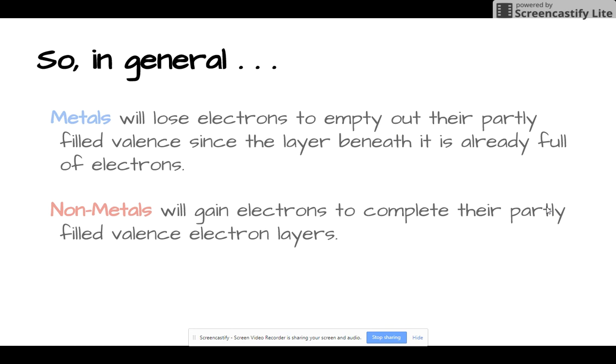So in general, if you go back and take a look at the different examples, we had aluminum and sodium as examples. Those are both metals. We had chlorine and oxygen as examples. Those are nonmetals. In general, metals will lose electrons to empty out their partly filled valence layer, since the layer underneath is already full of electrons. Versus nonmetals, like the oxygen and chlorine examples, nonmetals will gain electrons to complete their partially filled valence electron layers.